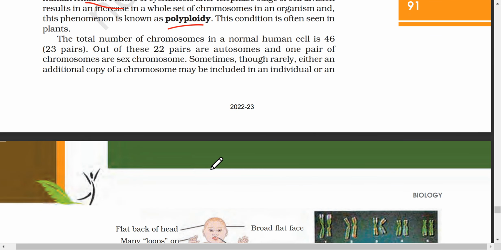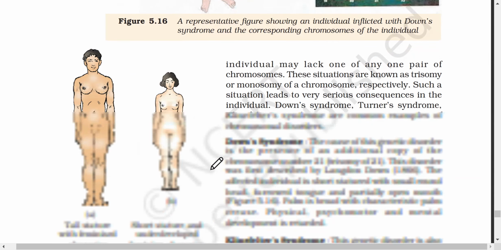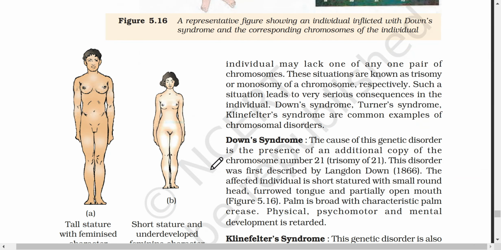Polyploidy, you see it in plants, but in animals it's lethal. Total number of chromosomes in a normal human cell is 46, 23 pairs. Out of these, 22 are autosomes, one pair are sex chromosomes. Sometimes, though rarely, either an additional copy of a chromosome may be included in an individual, or an individual may lack one of any one pair of chromosomes. These situations are known as trisomy or monosomy of a chromosome, respectively. Such a situation leads to very serious consequences in the individual.